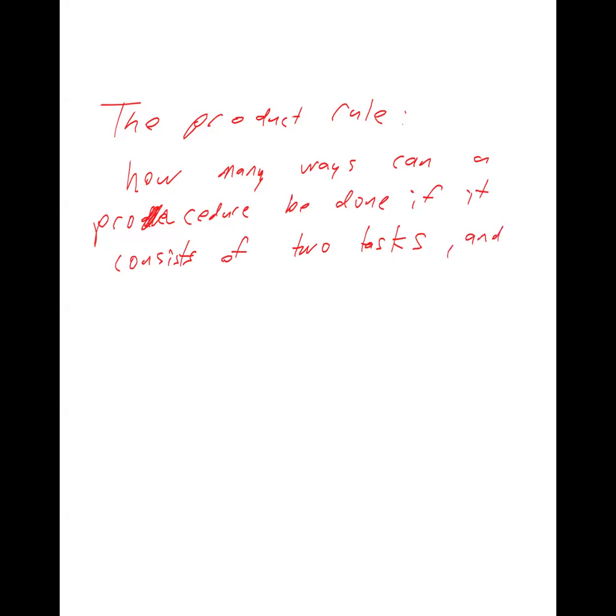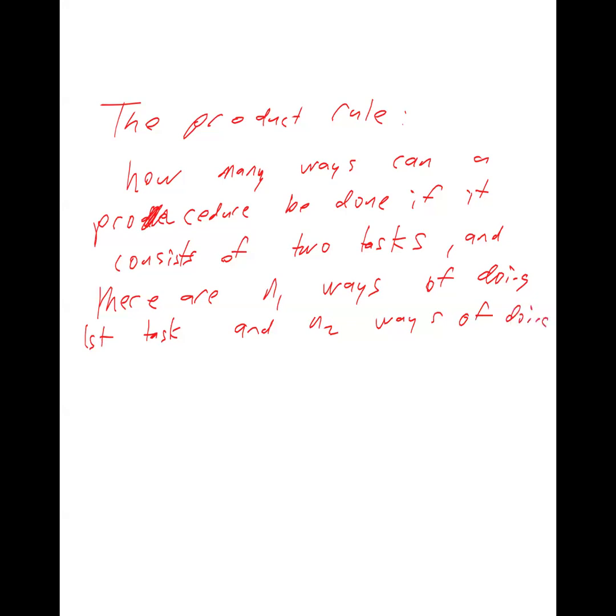and there are N1 ways of doing the first task, and there's N2 ways of doing the second task. So what's the answer? How many ways can a procedure be done if it consists of two tasks? There are N1 ways of doing the first task and N2 ways of doing the second task. Correct. N1 times N2 is how many ways it can be done.